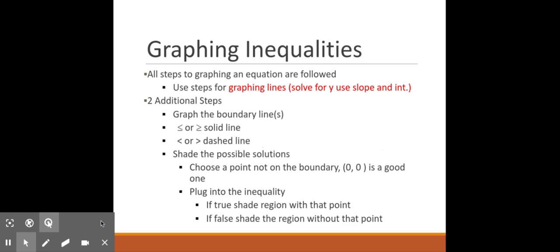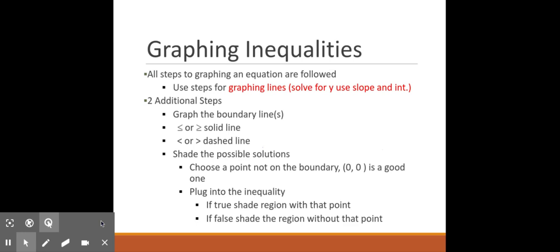And then for less than or greater than, instead of an open dot, we're going to have a dashed line or a dotted line to show that when we plug in those points on that line, they do not make the inequality true.